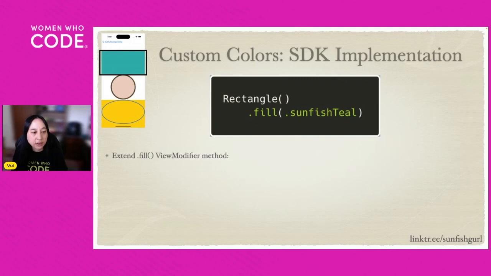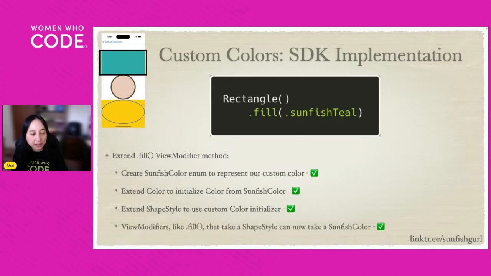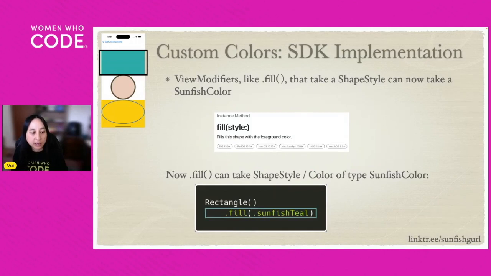And once again, all the steps we need to take have already been done. To extend the fill view modifier method, we've created a sunfish color enum to represent our custom color. We've extended color to initialize color from sunfish color. We've extended shape style to use our custom color initializer. And since the fill view modifier takes a shape style, and we've already extended shape style, the code to extend fill to take in our custom color has already been done. Now we can fill the rectangle with our custom sunfish teal color.